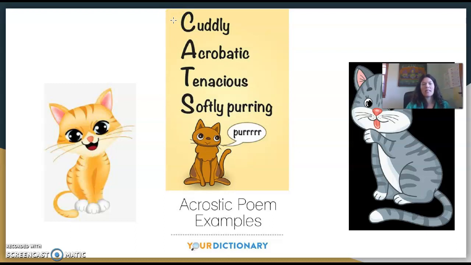So let's read it. Cuddly, acrobatic, tenacious, softly purring. And then at the bottom, the cat is saying purr. So each line of this acrostic poem is a word describing cats, and all the lines add up together to spell the word cats. Now, some acrostic poems just have one word per line, and some have more like full sentences or longer phrases. So there's not really any rules about that.